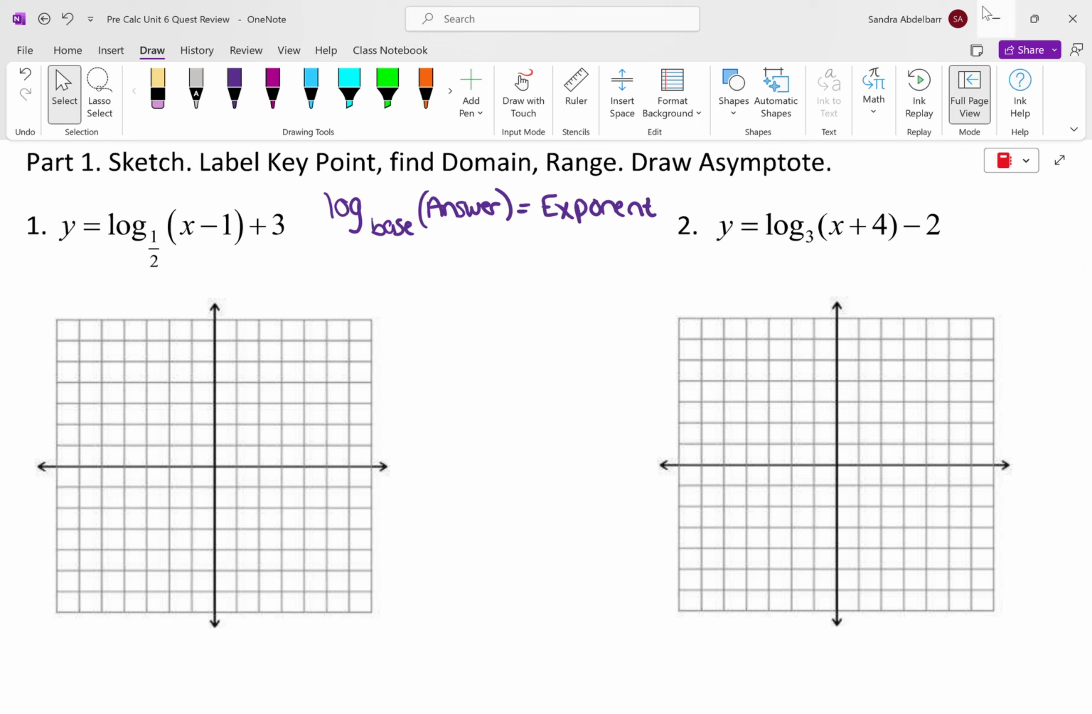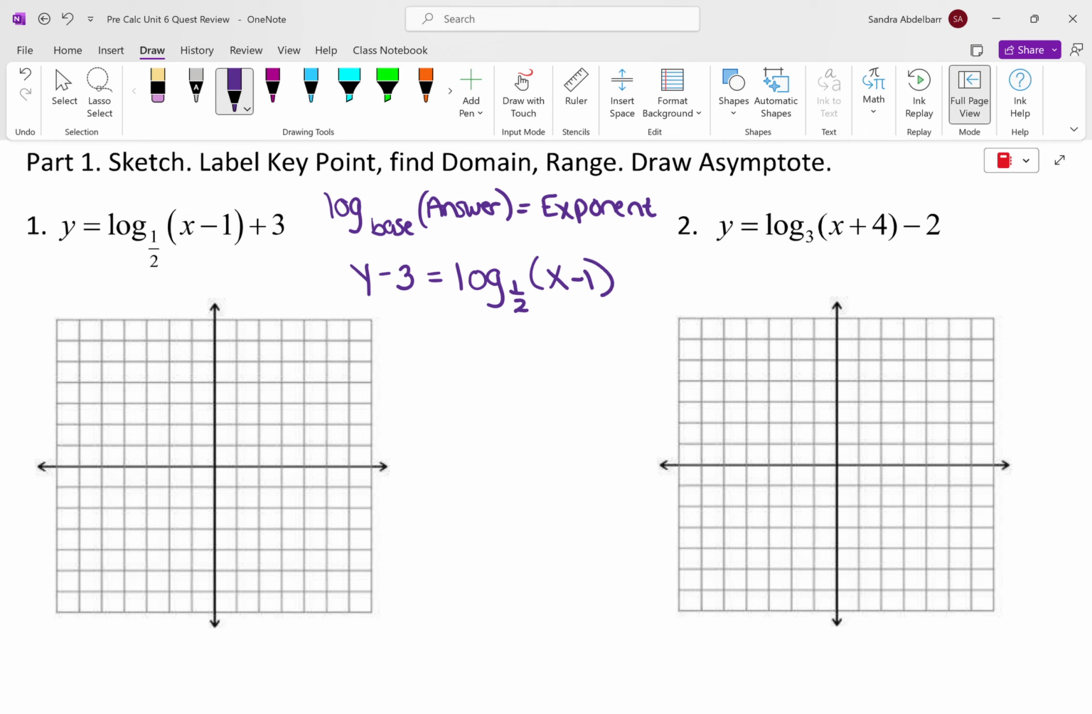So what we want to do is make sure, before we put it back into exponential, that the argument is by itself. Right now, the argument is whatever is in the parentheses. So I need to move this plus 3 to the other side. How am I going to move the 3 to the other side? By subtracting 3. So this is going to bring us to y minus 3 is equal to log base a half of x minus 1.